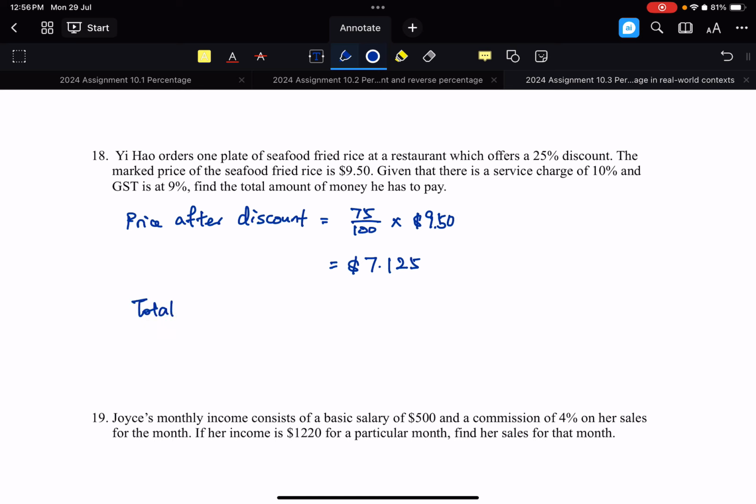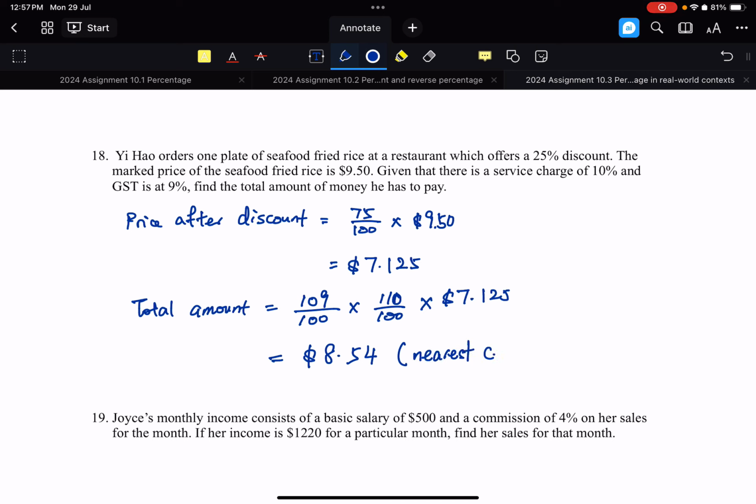However, he has to pay the GST and the service charge, right? So for the total amount, let's factor in the GST. GST is 9%, so he has to pay 109%, multiplied by 110 over 100, 10% more for the service charge, of 7.125. Okay, so take our calculator. We have 1.09 times 1.1 times 7.125, which gives us $8.54. And that is to the nearest cent, because for money, we go to two decimal places on the dollar.